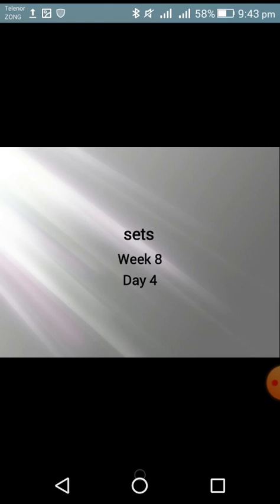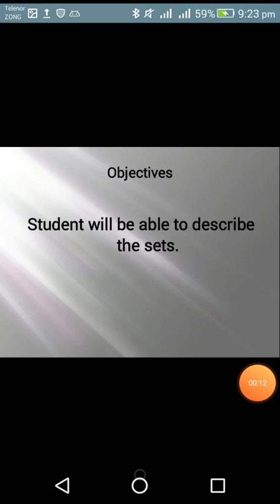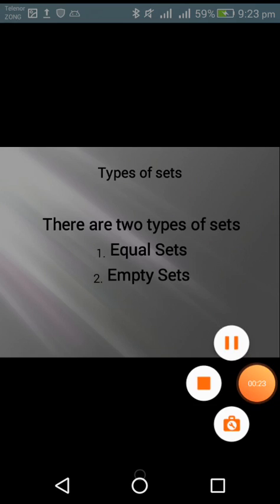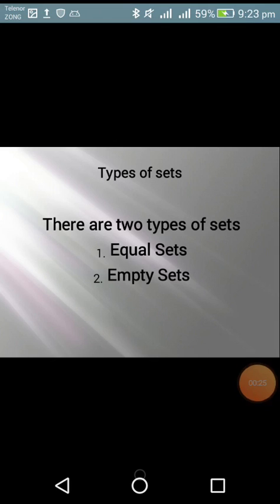Today our topic is sets. At the end of this lecture you will be able to describe the sets and its types. Before moving towards the exercise, first we will discuss the types of sets. There are two types of sets: equal sets and empty sets.